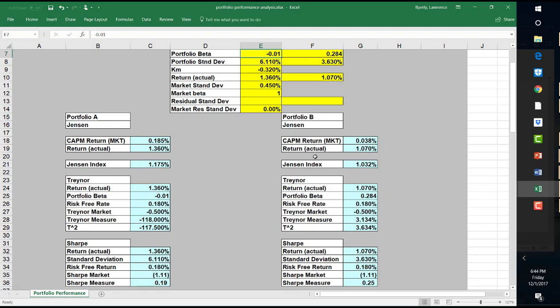They're both better than the market using the Jensen Index. However, Treynor is worse than the market. Treynor measure for B is better than the market.